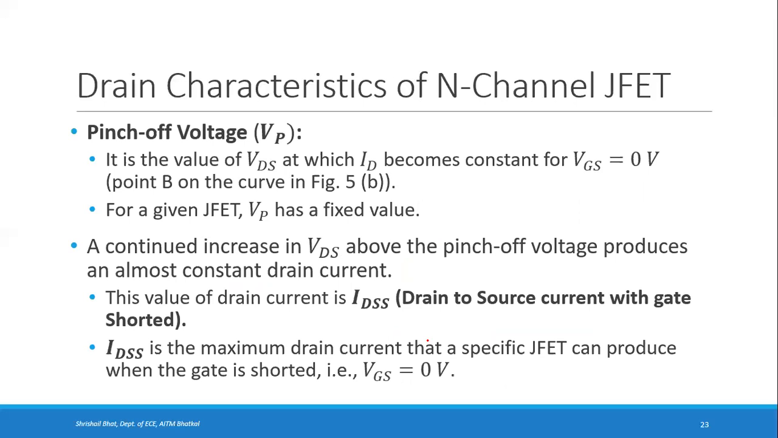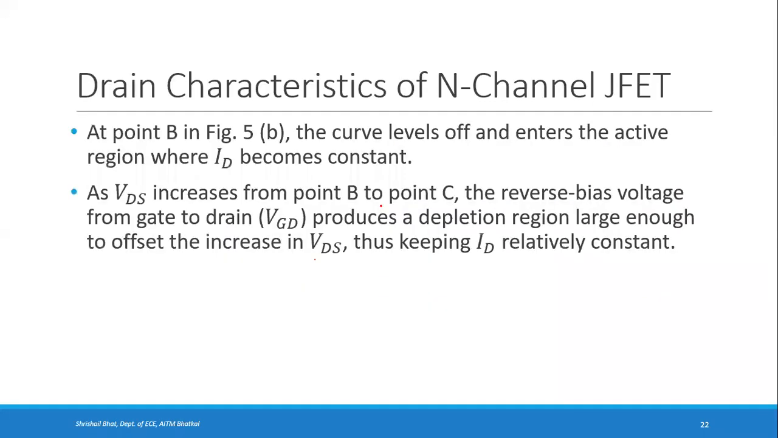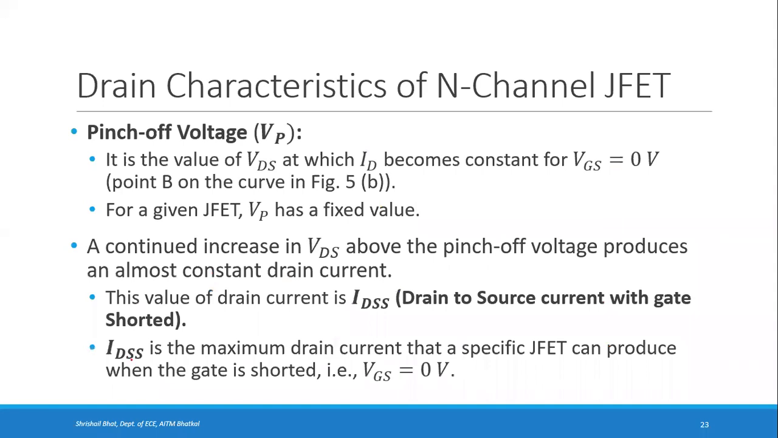Further, if you increase VDS above the pinch off voltage, it produces an almost constant drain current. We have seen this. That constant drain current when VGS is 0 is called IDSS. That is the drain to source current with the gate shorted, in the sense that the gate is connected to ground. This IDSS is the maximum drain current that a specific JFET can produce when the gate is shorted, that is when VGS is 0 volts. So you can be asked to define these things: pinch off voltage, IDSS.